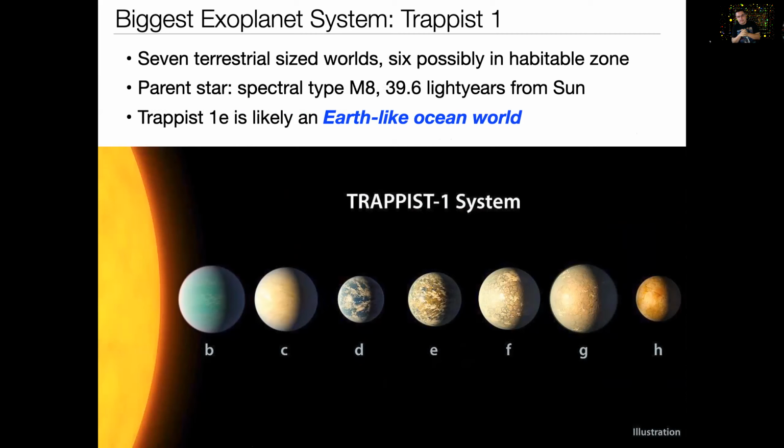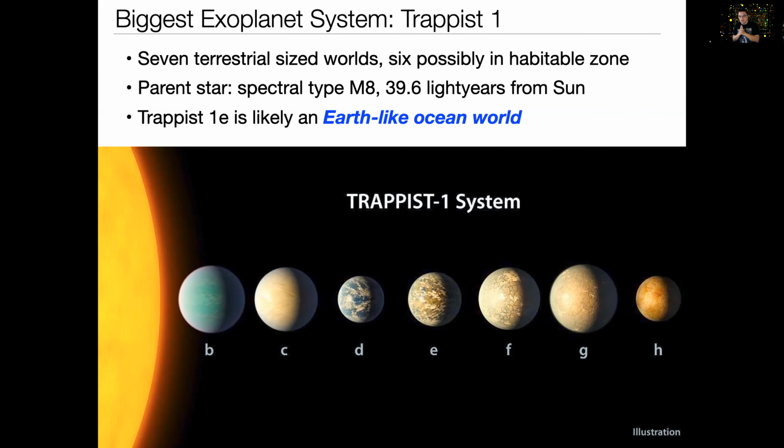So Trappist-1 is once again one of these red dwarf systems. Okay, so it's a type M8 on the main sequence. It's about 39.6 light years from the sun. But the thing about this system is that we have discovered 7 terrestrial-sized planets around this star, and 6 of them are very likely in the habitable zone for that star.